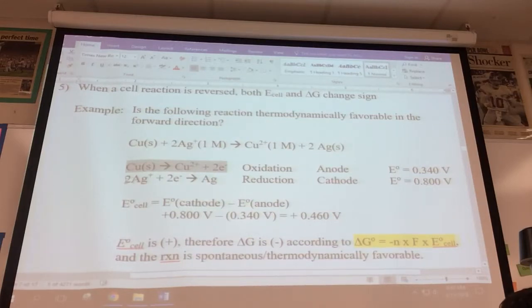Even though I turned this equation around, I didn't change the standard reduction potential. So this is the standard reduction potential, even though the oxidation reaction is indicated there, the half reaction. Cathode minus anode gives rise to a positive E cell. If you have a positive E cell, how do you know delta G must be negative?